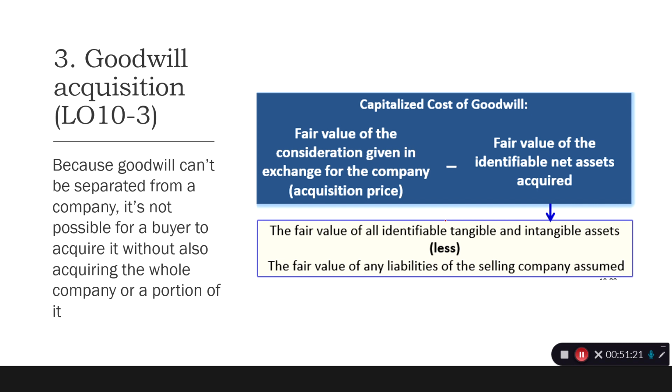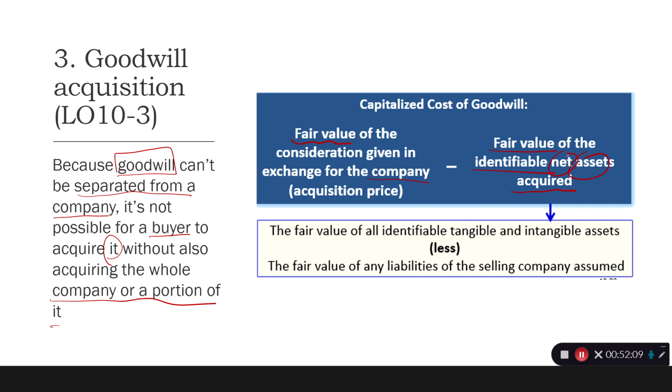Okay, goodwill acquisition. The main point about goodwill is that it can never exist without a company. In other words, goodwill cannot be internally generated. It only exists when there's a business merger and acquisition. It's not possible for a buyer to acquire goodwill without also acquiring the whole company or a portion of the company. Hence the cost of goodwill will be the fair value of the consideration given in exchange for the company minus the fair value of the identifiable net assets of the acquiree.